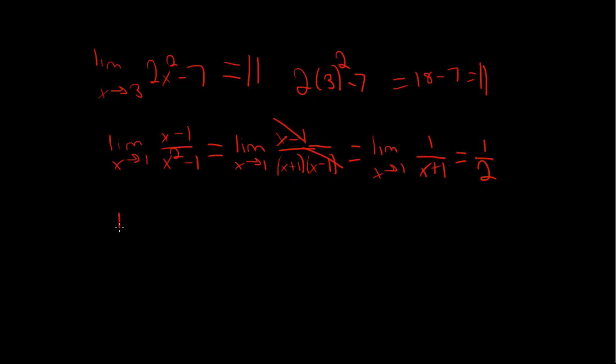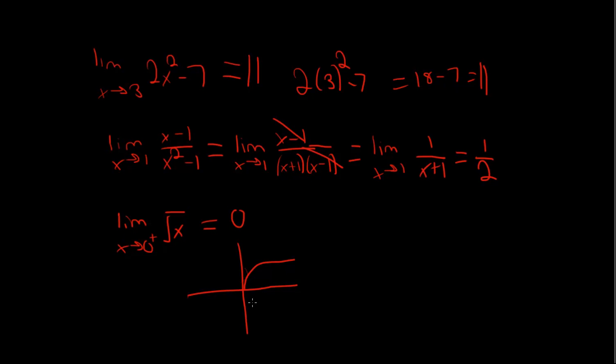Now let's look at a one-sided limit. So the limit as x approaches 0 from the right of the square root of x. So you can see from the right, let's look at the graph of the square root of x. So it would look something like this, right? So from the right, as x approaches 0, well, this function will just go to 0, right?